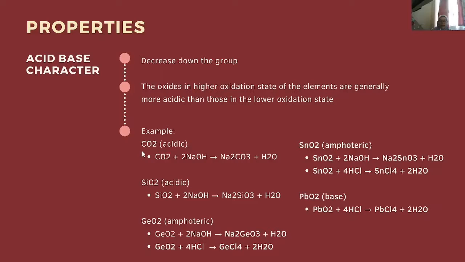As carbon dioxide and silicon dioxide are acidic in character, they can only react with base. For example, carbon dioxide can react with sodium hydroxide to produce Na2CO3 and water. The same goes for silicon dioxide. As germanium dioxide and tin dioxide are amphoteric, they can react with both base and acid. While lead dioxide can only react with acid, as it is basic in character.